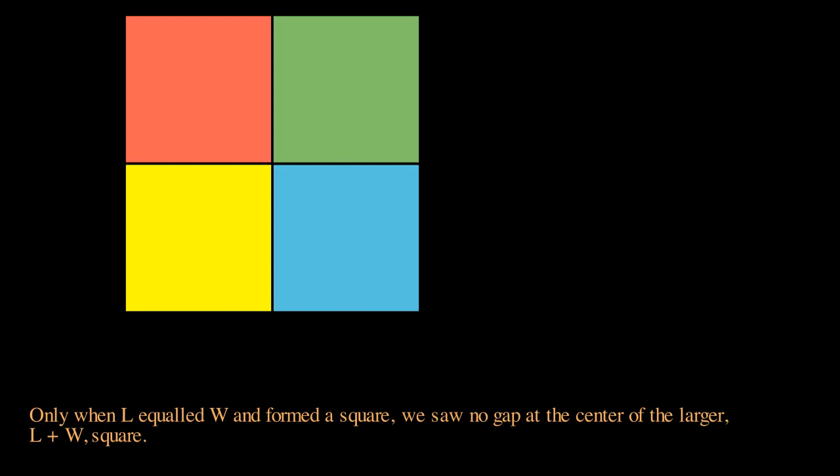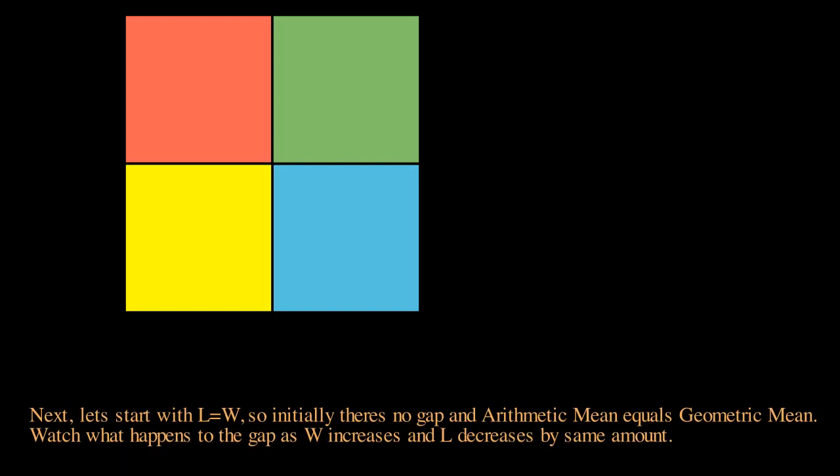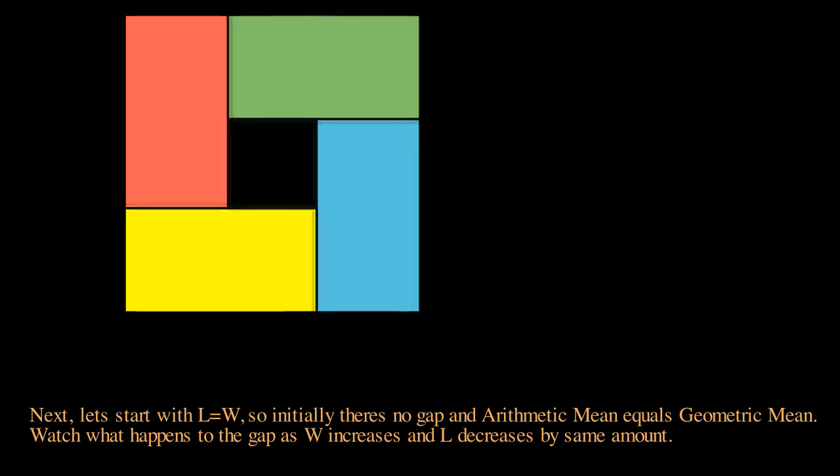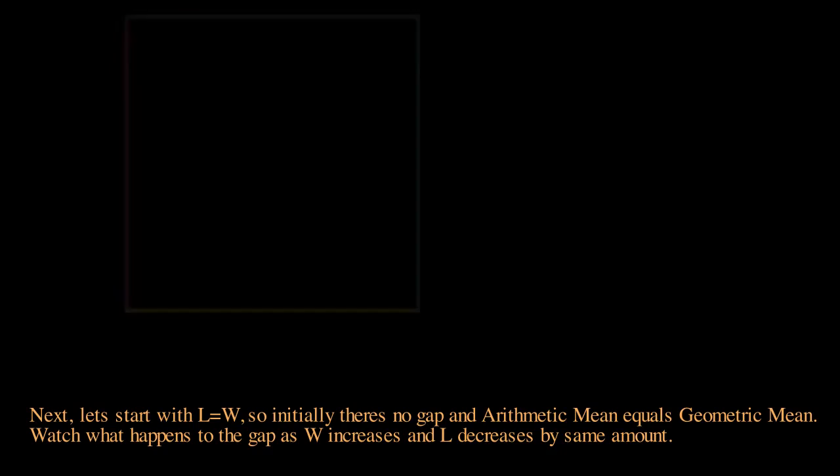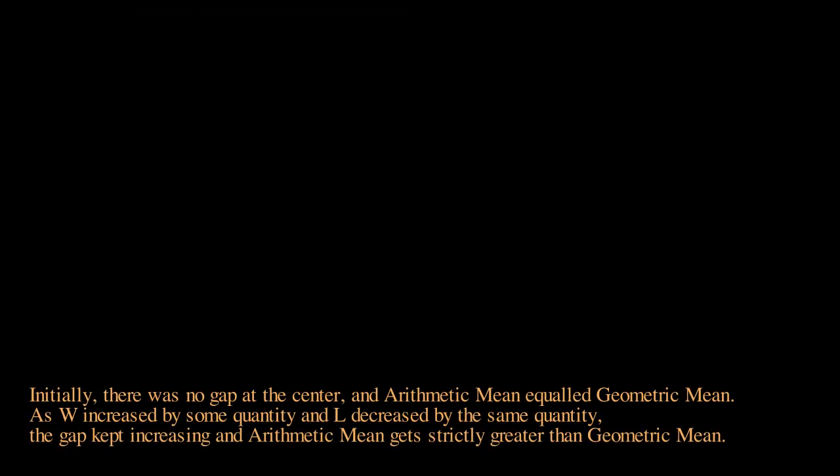Next, let's start with L equals W, so initially there's no gap and arithmetic mean equals geometric mean. Watch what happens to the gap as W increases and L decreases by the same amount. Initially, there was no gap at the center, and arithmetic mean equaled geometric mean. As W increased by some quantity and L decreased by the same quantity, the gap kept increasing and arithmetic mean gets strictly greater than geometric mean.